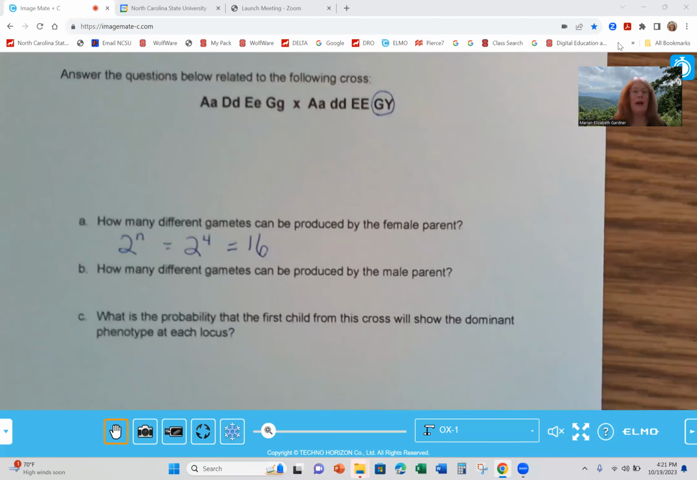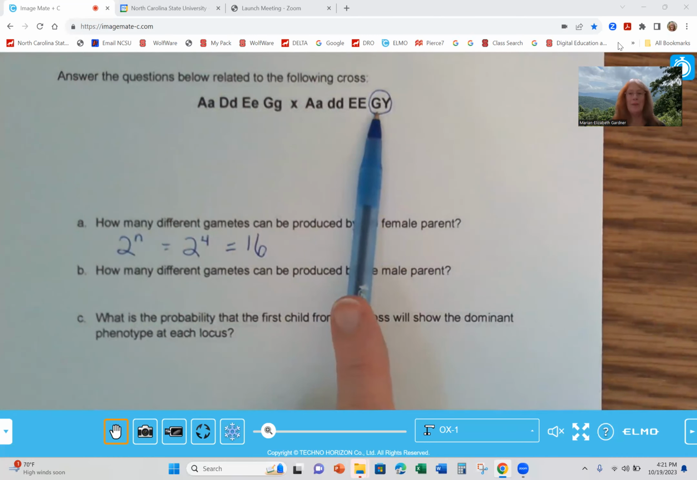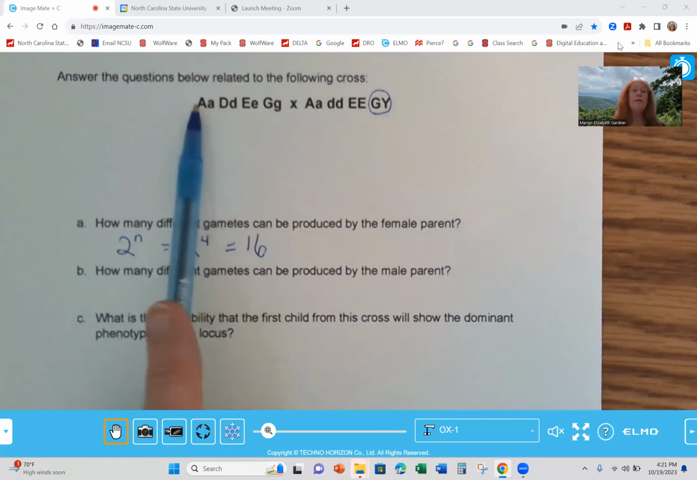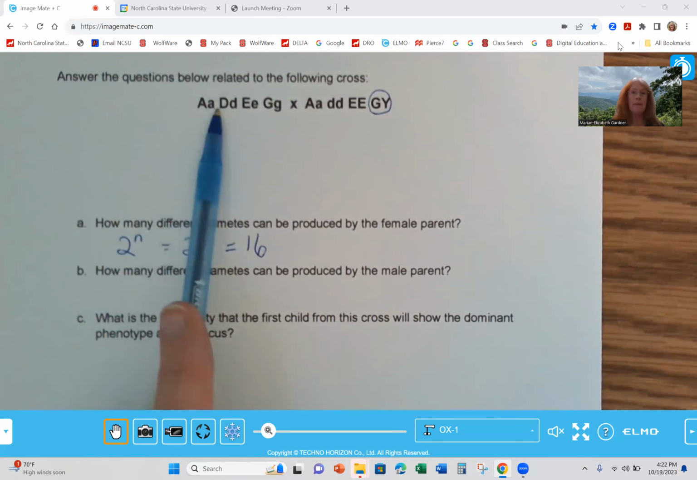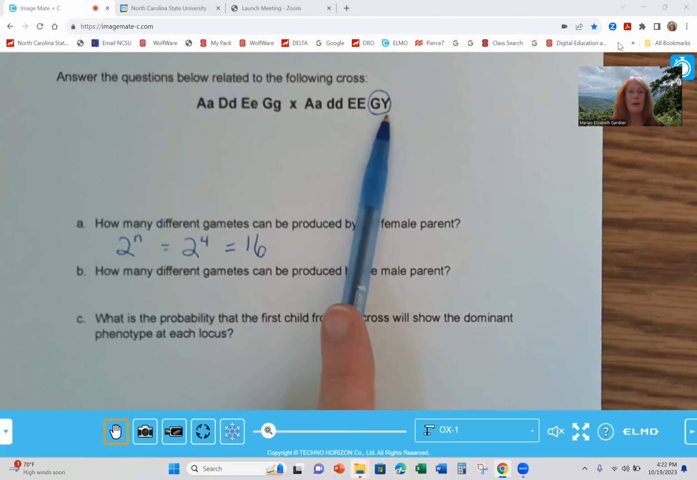Now let's look at the male parent. The rule is still the same, but we have to think about the logic of the rule, because we know a male can't be homozygous or heterozygous for genes on the X chromosome. He's hemizygous. He only has one copy. The idea here was that for each heterozygous locus, we have 2 different gamete types, big A and little a. So based on that, this male produces 2 different gamete types.